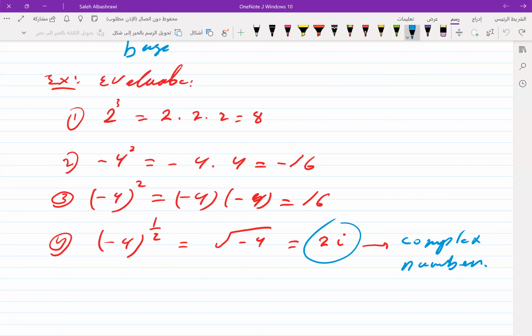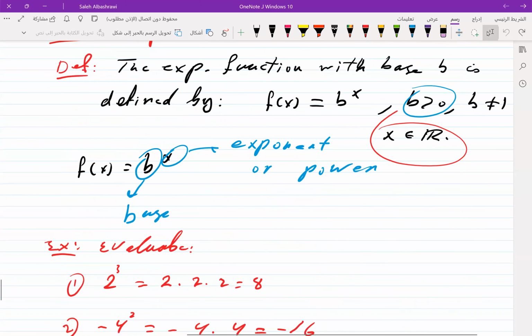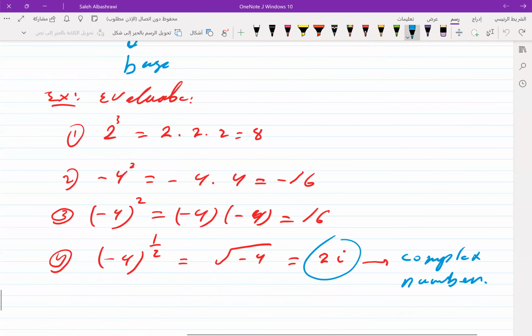And because of this one, we exclude the negative bases. I don't use negative bases for the exponential function. We are talking about the real function. It means that the output or the value of the function must be a real number, not complex. Because of these cases, we exclude the negative bases. And that's why we have to have the base b greater than 0. The base of the exponential function cannot be a negative number.